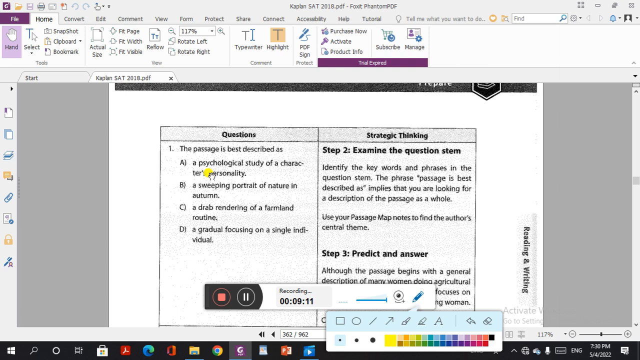Okay, so this is a brief introduction to the reading part.